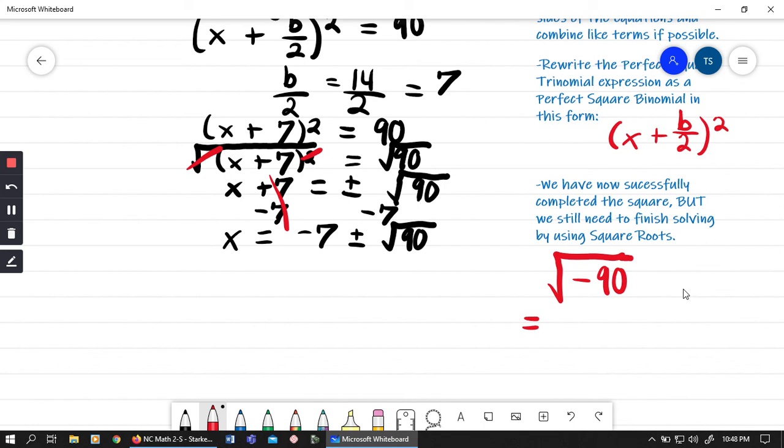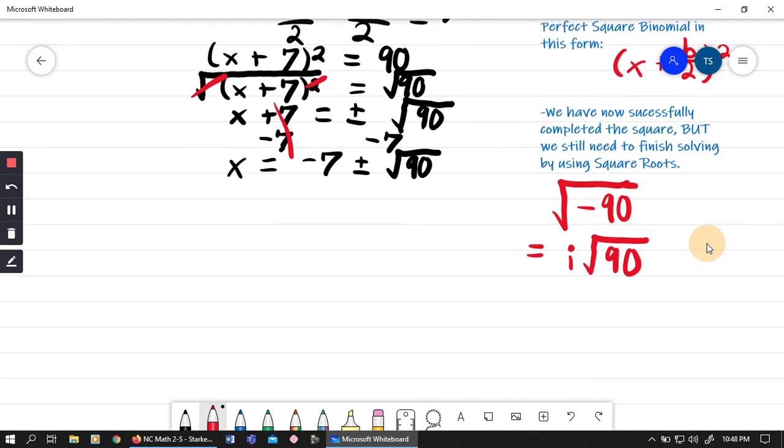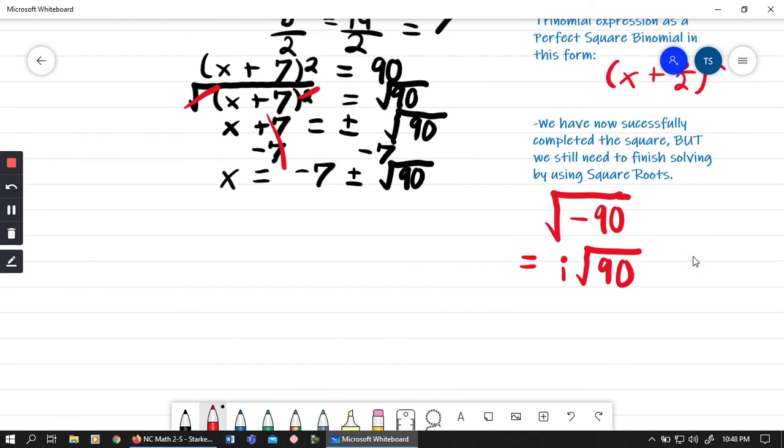So if we were doing that, remember this would be i times the square root of 90, and then of course you would still simplify that square root of 90. And again, I'm going to simplify that square root of 90 here as well. So again, the only thing that makes it imaginary is doing that. Okay, I am going to erase this imaginary part after I go ahead and simplify this radical here.